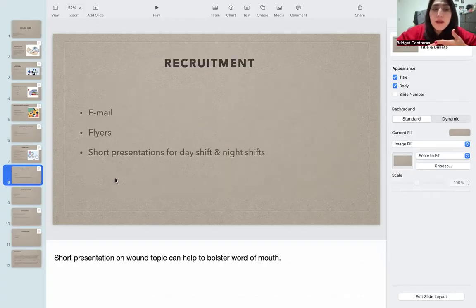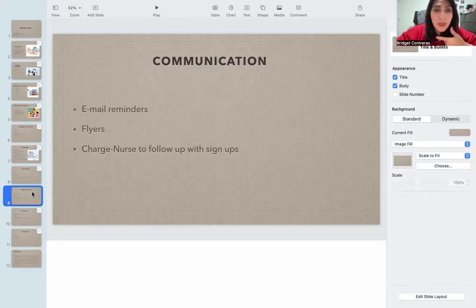Recruitment will include emails, flyers, and short presentations for day shift and night shift. These short presentations on the wound topic can help to bolster word of mouth. Communication will be email reminders and flyers throughout the workplace. Charge nurses can assist in following up with signups with staff.